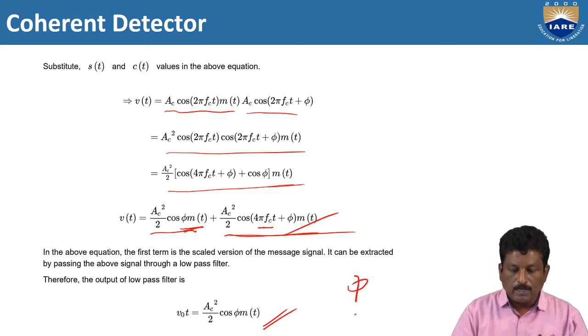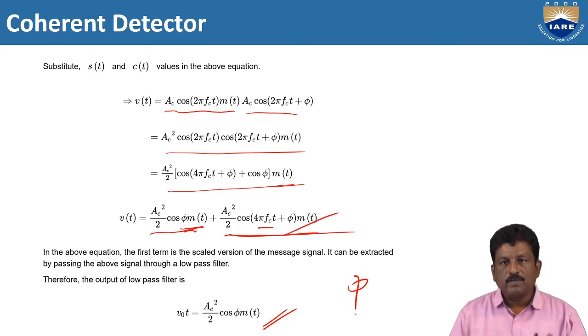So based on the phi value, you can have the variation value of the modulating signal. If phi equals 90 degrees, cos 90 will give 0, so overall the signal will be 0. When cos phi equals 1, you will get the maximum retrieval of the input signal, that is m(t).